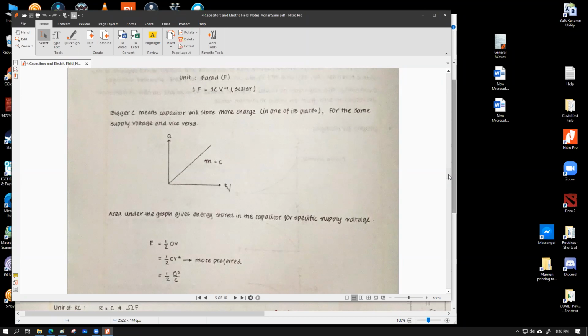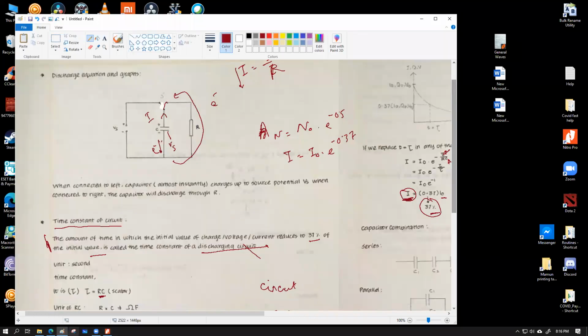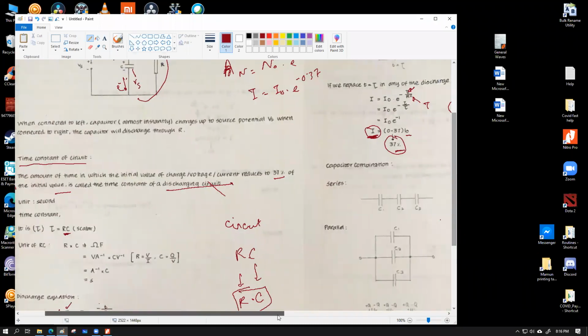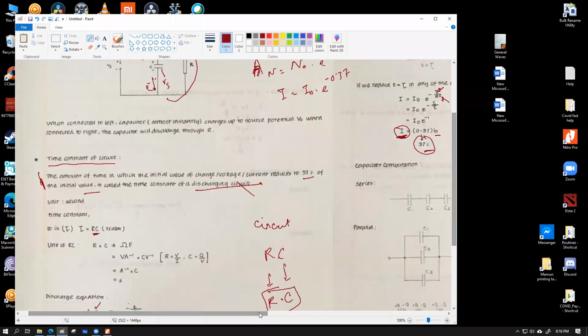The other question is about the number 37%. Is it just a coincidence that it came from e to the power minus 1, or was there any planning to get that 37%? There is a mathematical procedure. That mathematical procedure happens to be that C was given by Q by V. This is the definitive equation for C.